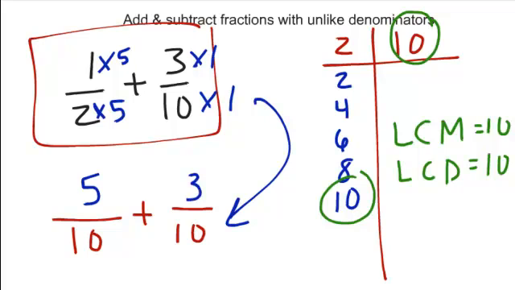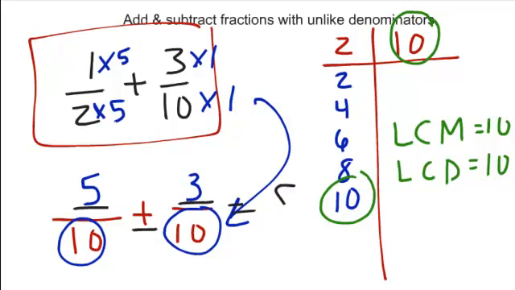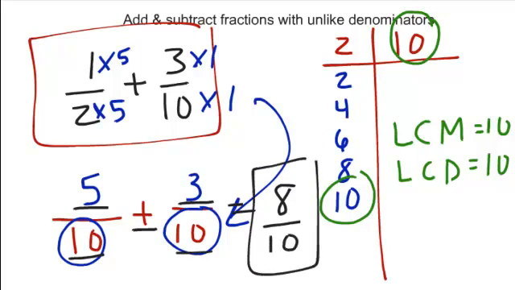Now I can add these two easily because my denominators are the same. So 5 plus 3 will give me 8. And the 10 stays the same as our denominator, and we have 8 tenths. Again, we want to make sure we put that in simplest form. So let's go ahead and do that.